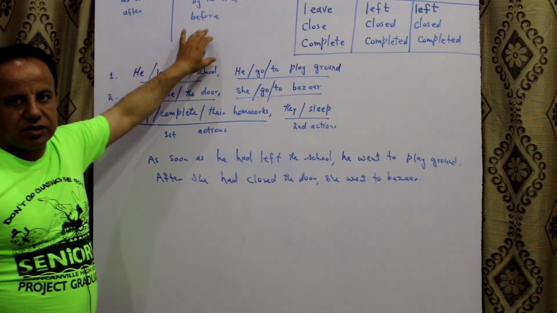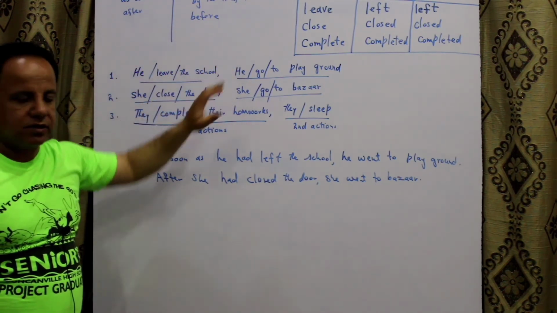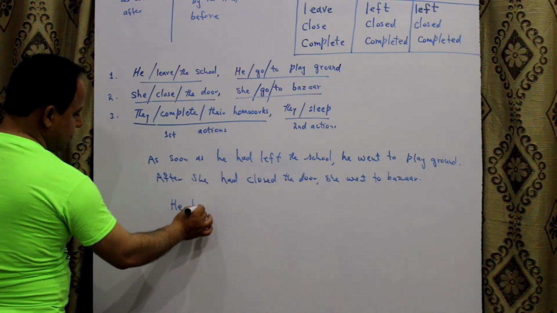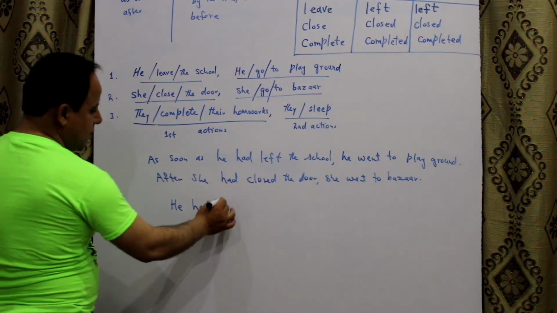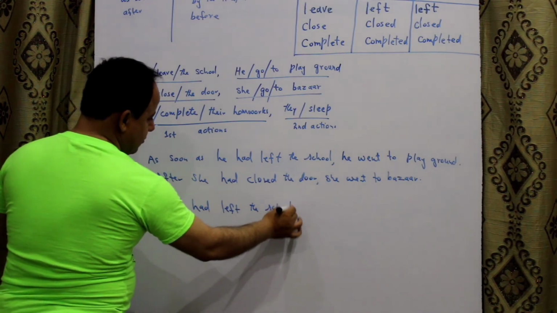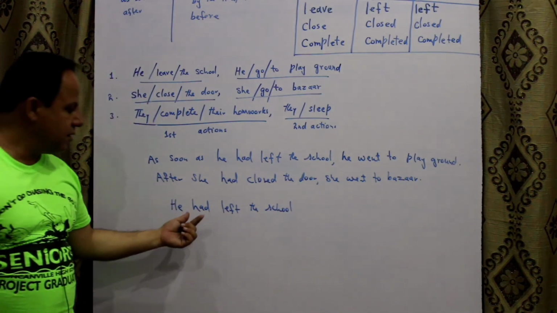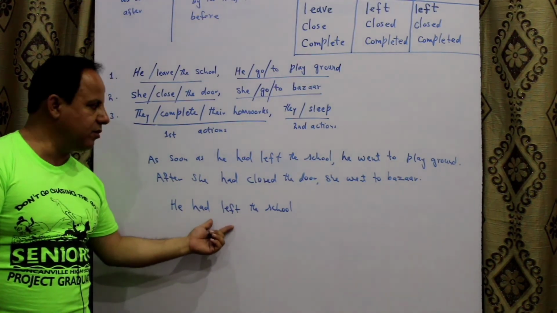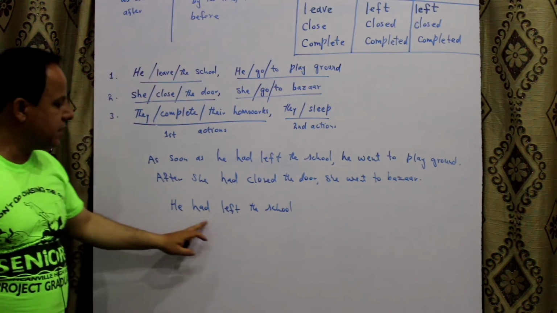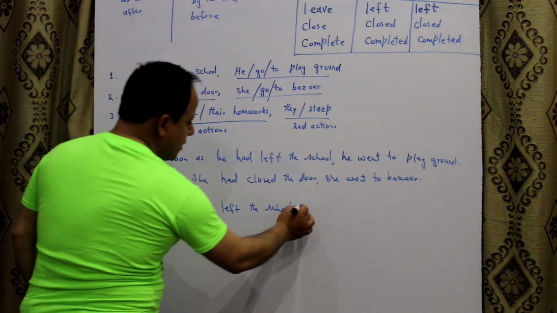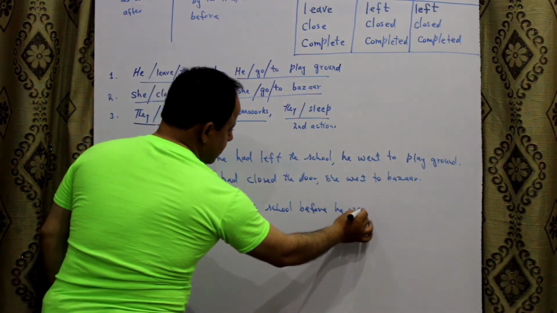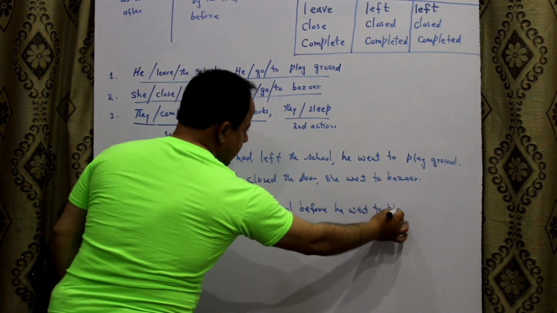If you want to make sentences with the second transitions, if you want to use these transitions with the second action, you can also make the sentences. For example, he had left the school. Now it looks like it's past perfect tense because we are using here had plus the third form of the verb. If you want to use any transition with the second action, you can use it there. He had left the school before he went to playground.